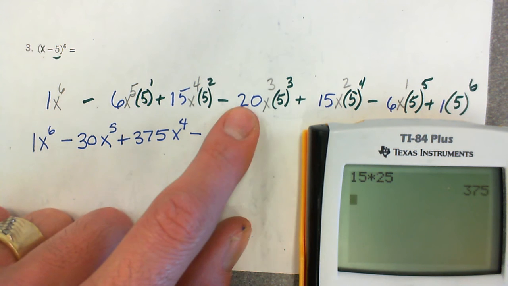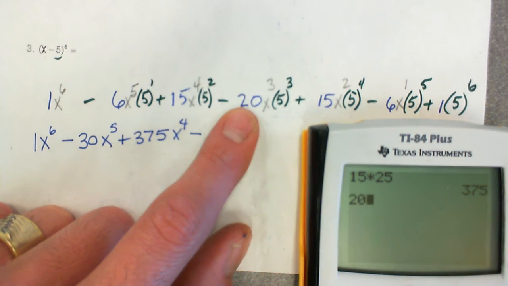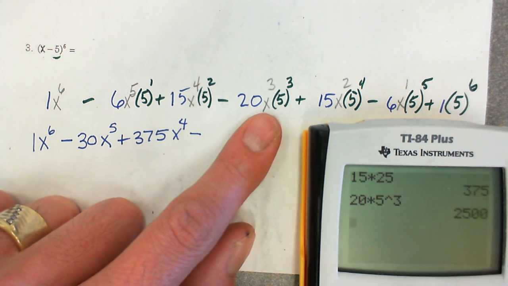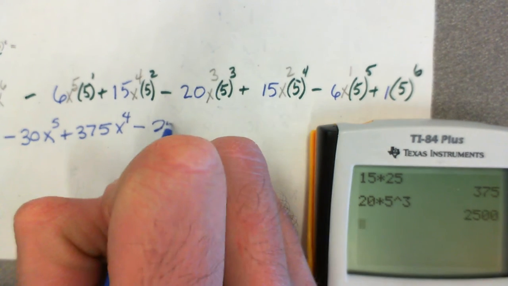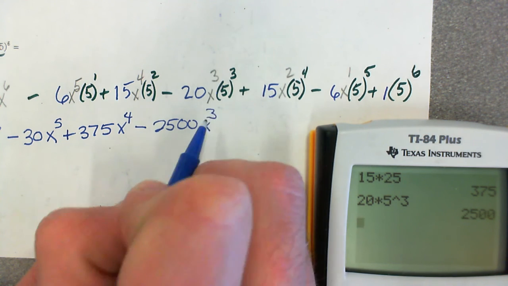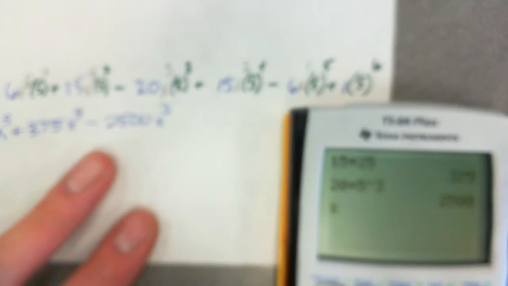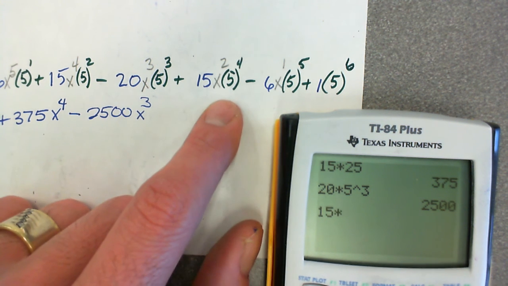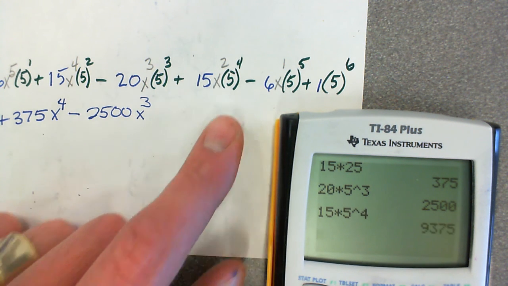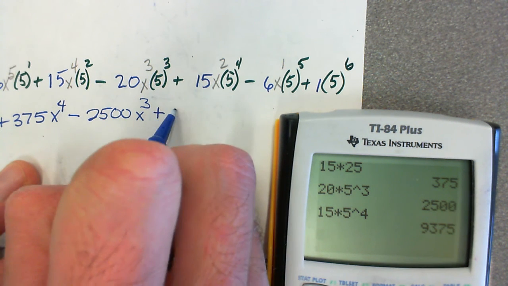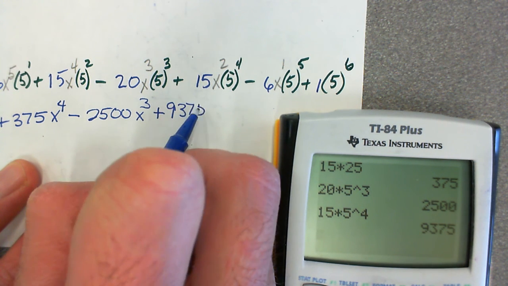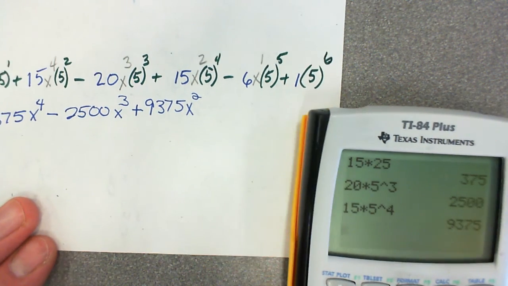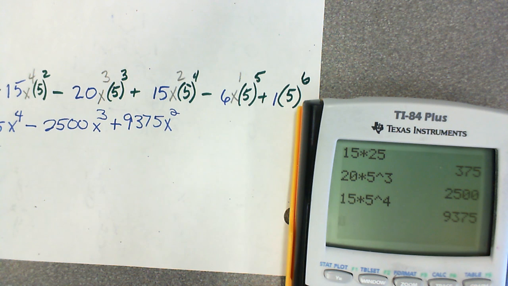Okay. And this is minus, now this is 20 times 5 to the power of 3, which is 2,500. So this is 2,500 x to the 3rd power. Okay. Now the next term, we've got 15 times 5 to the power of 4. Well, this is plus 9,375 x squared.